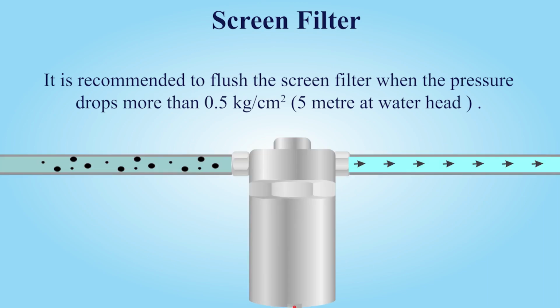Screen filter. A screen filter removes sand from water. Flushing at scheduled intervals is necessary for the maintenance of screen filters. It is recommended to flush the screen filter when the pressure drops by more than 0.5 kg per square centimeter. The pressure difference can be observed by checking the inlet and outlet pressure using a single three-way control valve at regular intervals.